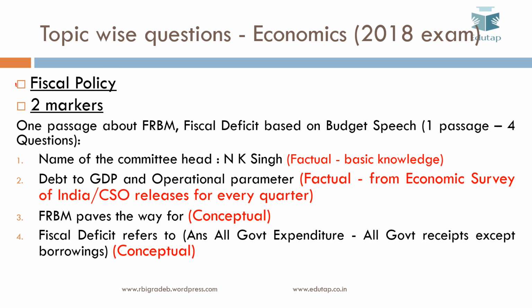Next, coming to the fiscal policy chapter, the 2 marker questions, right? So there was a passage about FRBM, fiscal deficit, based on the budget speech. So you can see budget again important. So based upon this passage, there were 4 questions that were asked. Okay, one is the name of the committee head. It is NK Singh, a very fact-based question. Next was debt to GDP and operational parameter. Now these were important data points which were given as part of your fiscal policy document, which comes along with your budget. Okay, and then FRBM paves the way for.